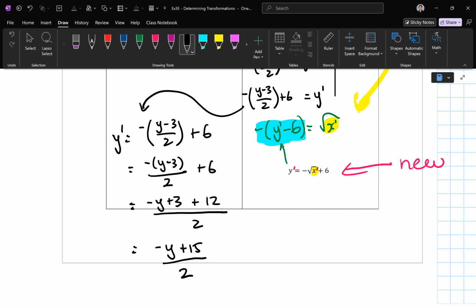And if you want to read the transformation, you can split it up. That's the same thing as saying negative half y plus 15 on 2. See what I'm doing there?